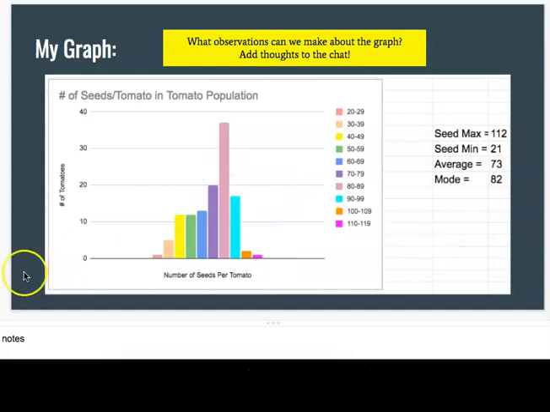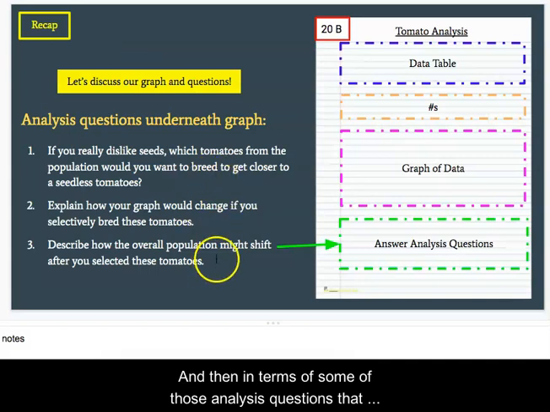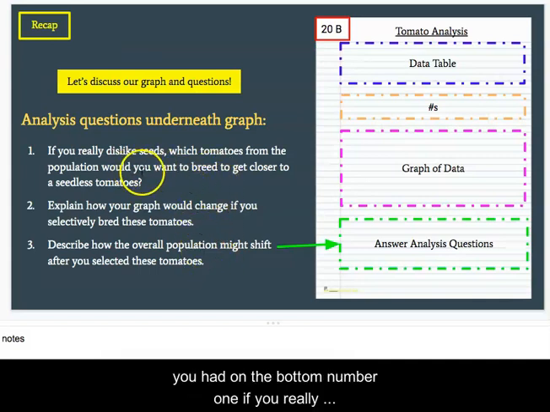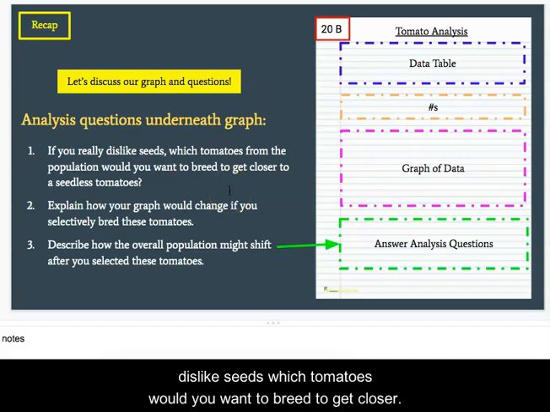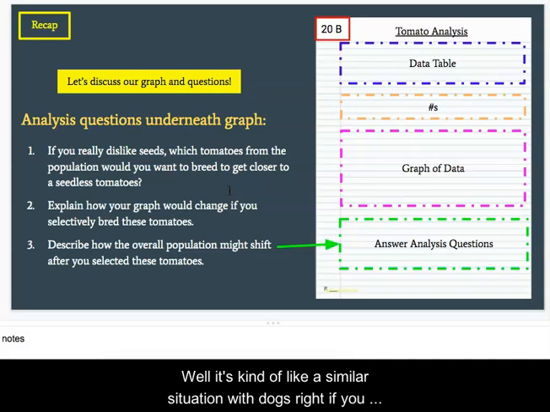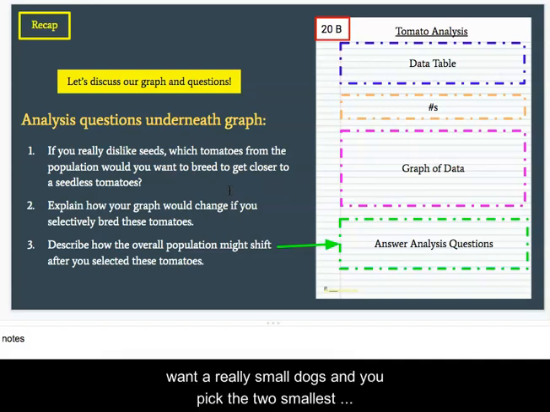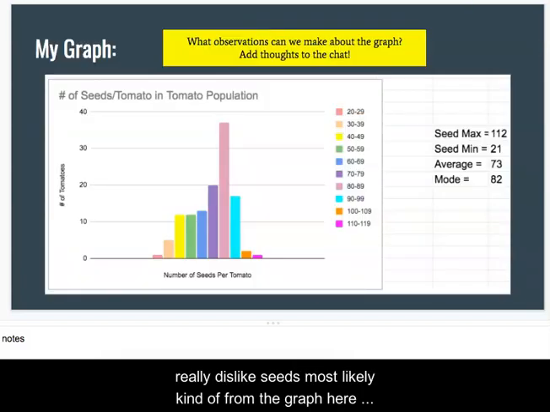All right. And then in terms of some of those analysis questions that you had on the bottom, number 1, if you really dislike seeds, which tomatoes would you want to breed to get closer? Well, it's a similar situation with dogs, right? If you want a really small dog, then you pick the 2 smallest dogs and you breed them together and hope that you get a small dog. Or if you want a really big dog, you'd pick the 2 biggest ones and breed them together.